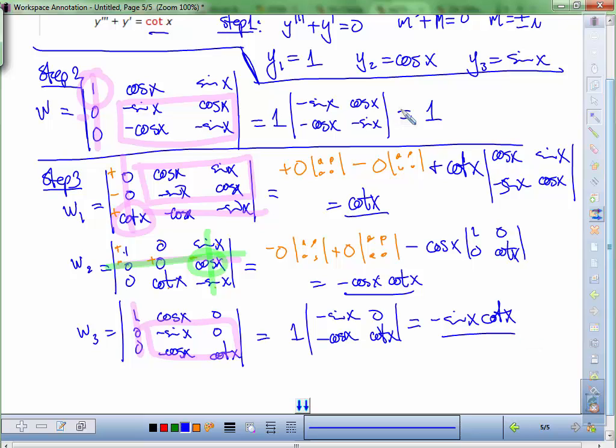And since w is just equal to a constant 1, our u1', u2', and u3' would just be w1, w2, and w3. So I'll do that as step 4. Okay, so we need to take the antiderivative of each of those and see what happens next.